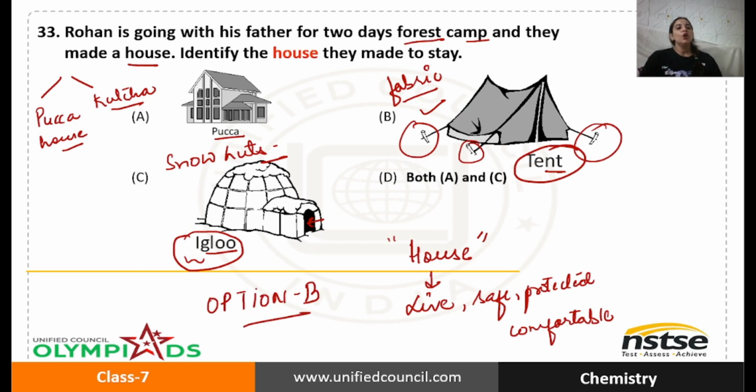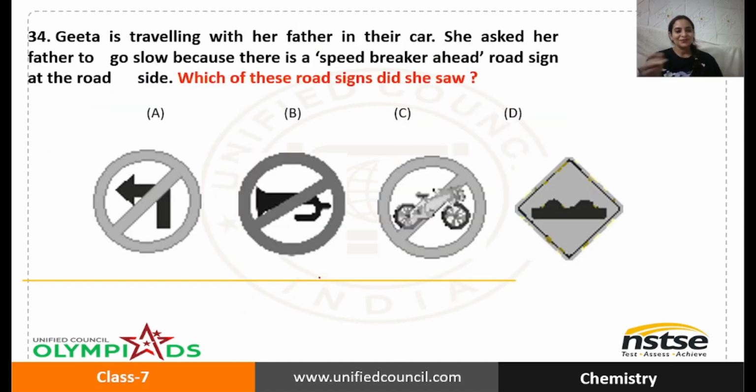Option B. Option A is incorrect because he is not going to stay there for a long time, and option B is correct. Option C is again no, because snow huts are found in the areas which are more prone to snow. So therefore which option is right? Option B. Next question. Geeta is traveling with her father in their car.